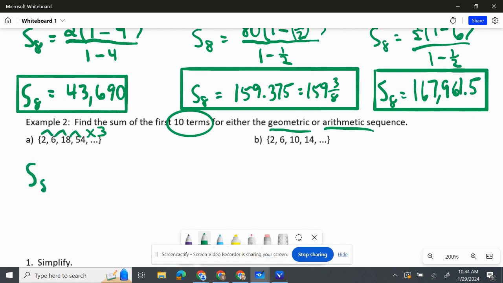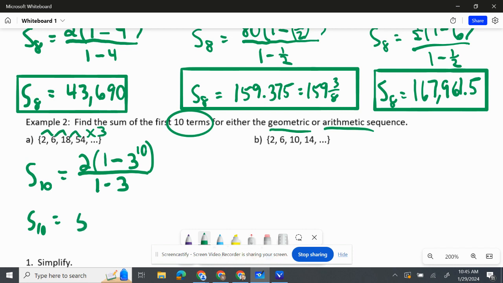So we're going to use the same formula that we did on the last ones. The sum of 10 terms is equal to 2 times 1 minus 3 raised to the 10th, over 1 minus 3. And so when we plug that into our calculator, we get 59,048.